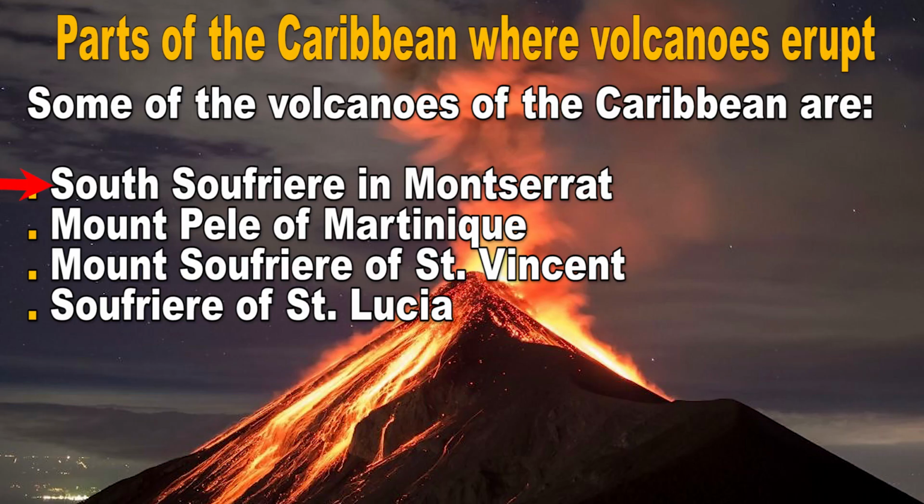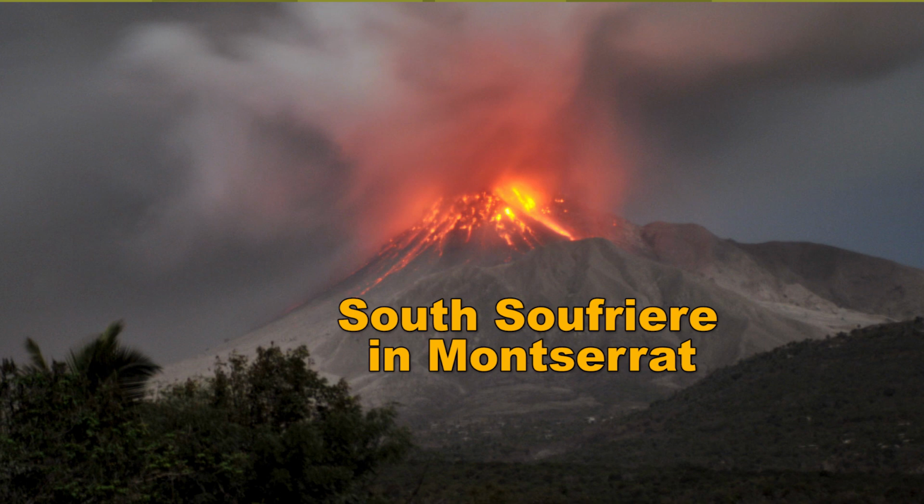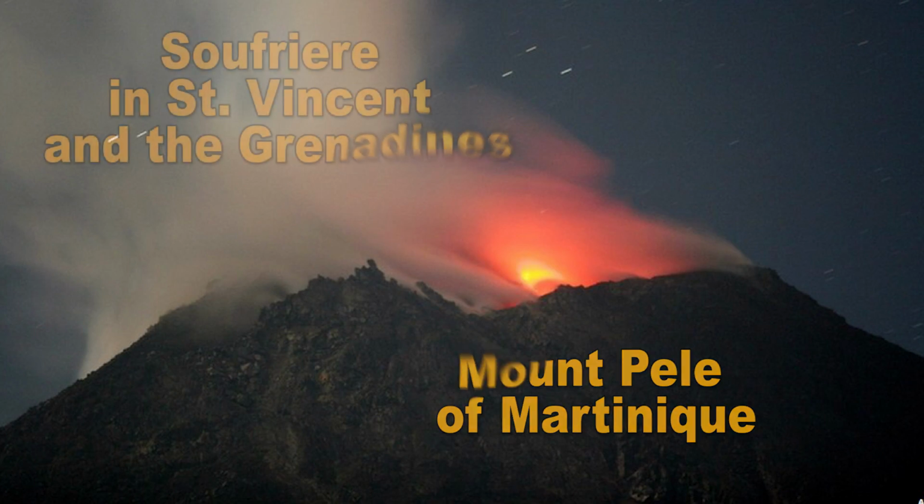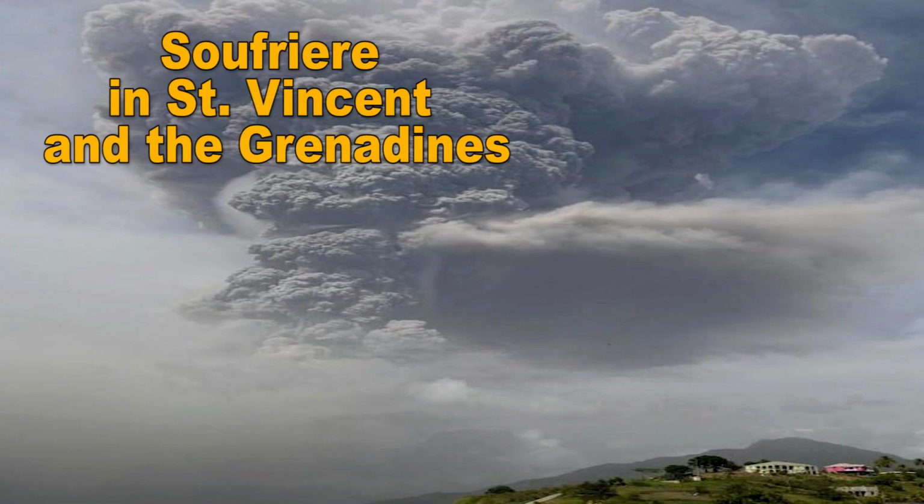We will examine parts of the Caribbean where volcanoes erupt. In many parts of the world, including the Caribbean, volcanoes are active, dormant, or extinct. Some of the volcanoes of the Caribbean are South Soufriere in Montserrat, Mont Pelee of Martinique, Mont Soufriere of St. Vincent, and Soufriere of St. Lucia. These are some of the volcanoes that exist within the Caribbean. So in the picture, we see South Soufriere in Montserrat acting up there, Mont Pelee of Martinique, and in St. Vincent and the Grenadines, we have the Soufriere.